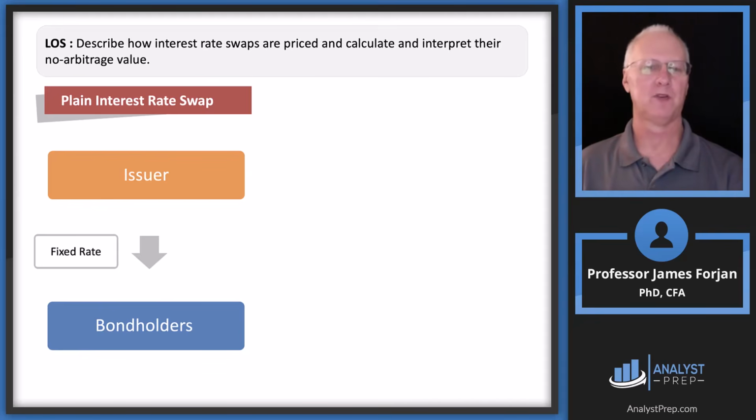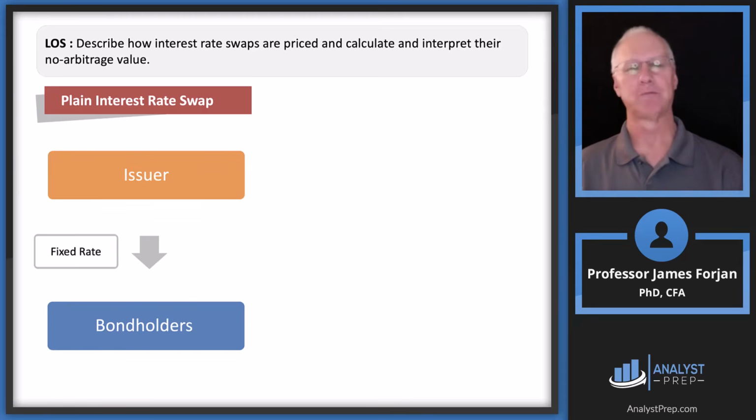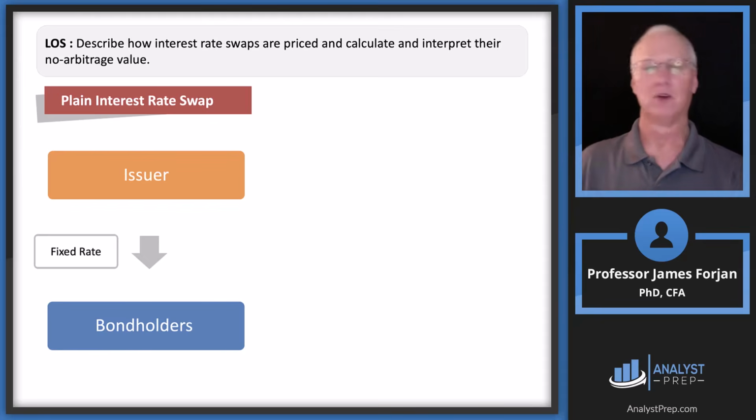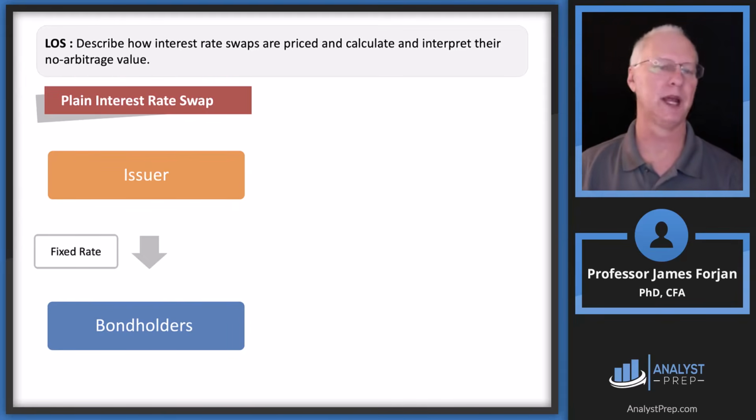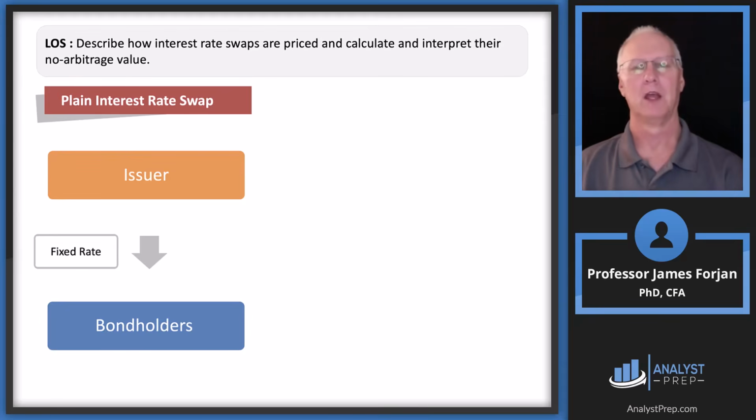So here's the example. Let's suppose that we are an issuing entity. Maybe we're a corporation, maybe we're a government. And what we do is we've issued a bond and we pay our bondholders a fixed rate. So notice that we're paying them a fixed coupon rate, and we're probably doing it every 6 months, right? And a fixed rate. So what kind of interest rate risk are we exposed to?